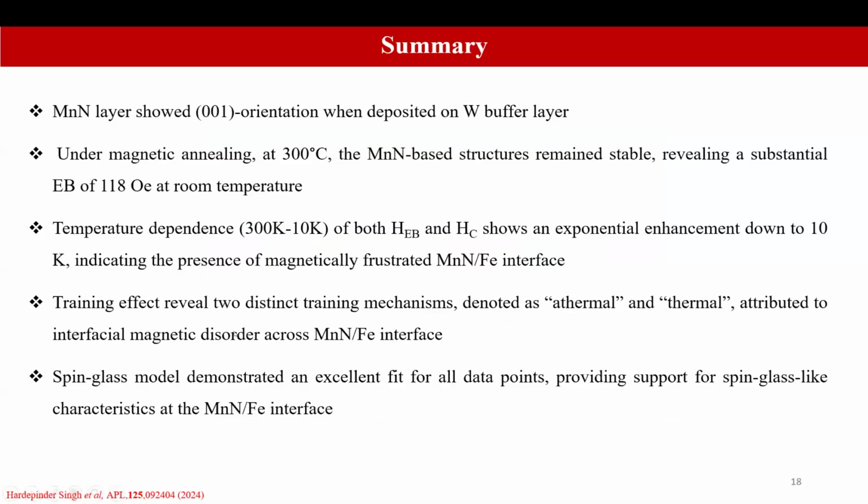So we were successfully able to grow 001-oriented MN on a tungsten buffer layer. When annealed at 300 degrees centigrade, the structure remains stable, revealing a substantial EB of 118 Oersted. Further, temperature-dependent studies showed exponential behavior, indicating the presence of spin glass-like disorder at the MN-iron interface. The training effect revealed 2 distinct mechanisms, thermal and non-thermal. Further, the spin glass model showed an excellent fit for these points, providing support for spin glass-like characteristics at this interface.